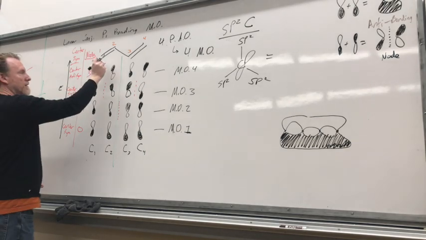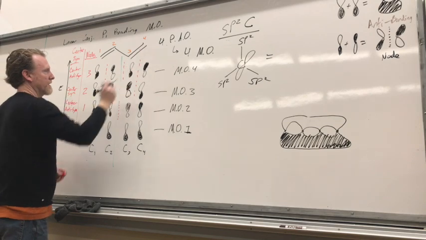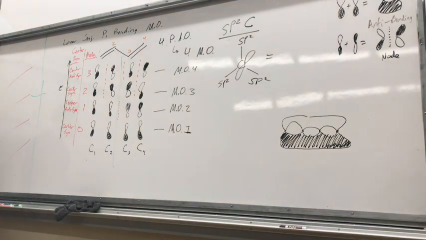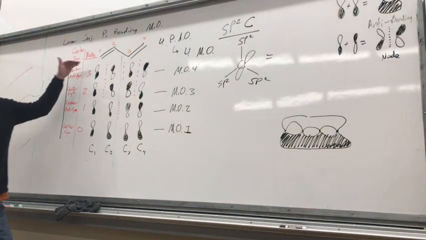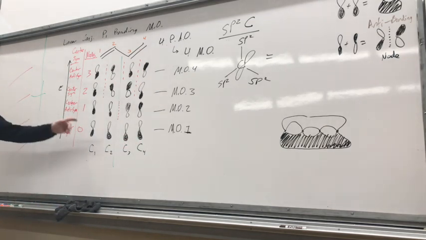And does that give you the correct number of nodes? Do I have a node here? Do I have a node here? Do I have a node here? Yeah, three nodes. Not too bad, huh? The top ones just alternate. The bottom one's all in phase. Maybe these two are the only ones you gotta try a little bit.